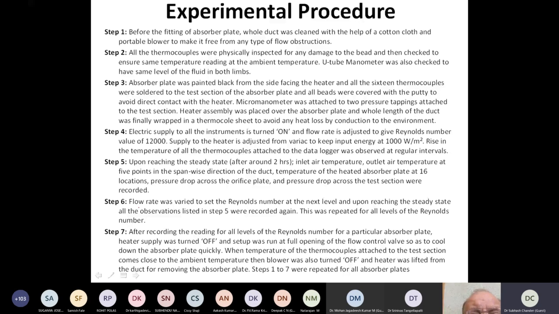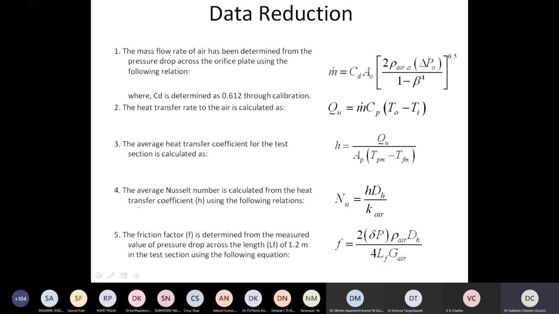So Reynolds number, we took 12,000, which is well in the application range. Once the heater was kept on, steady state was reached and measurements were taken at steady state. So he put many thermocouples at the top of that absorber plate, and he took the mean temperature, which he defined as area weighted mean. Then we did some mathematical analysis. We calculated the mass flow rate of the air which is flowing, from the pressure drop, measured with the orifice meter.